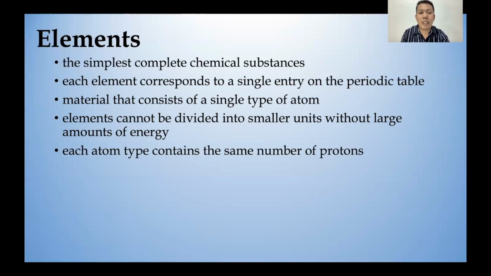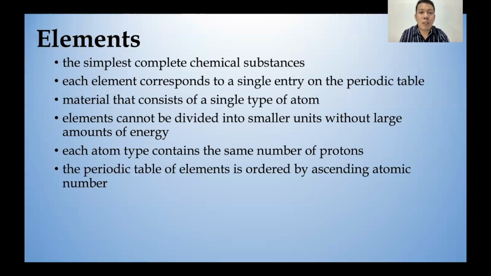Each atom type contains the same number of protons. For example, hydrogen has only one proton. When you increase that to two, it is no longer called hydrogen. It is now called helium, because helium has two protons. Same thing with lithium, beryllium, oxygen, and all other elements in the periodic table. They follow the same rules. The periodic table of elements is ordered by ascending atomic number. So hydrogen is 1, helium is 2, lithium is 3, beryllium is 4, and so on and so forth.